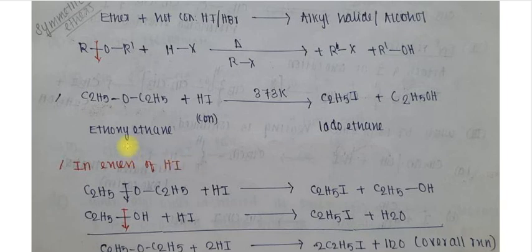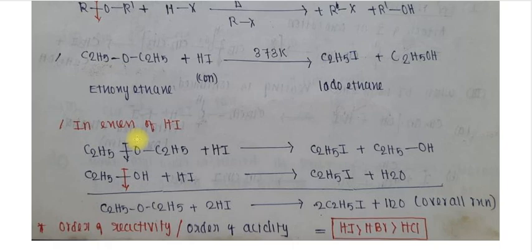One example is given here: ethoxyethane, that is C2H5OC2H5, plus HI. Ethoxyethane in the presence of concentrated hydrogen iodide gives iodoethane. The bond breaks here and it forms C2H5I and the other product is C2H5OH. What will happen if the same reaction takes place in excess of HI? If excess HI is used, the first reaction will be the same, that means C2H5I plus C2H5OH.